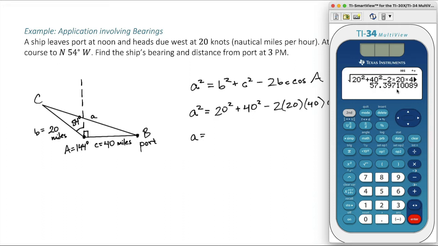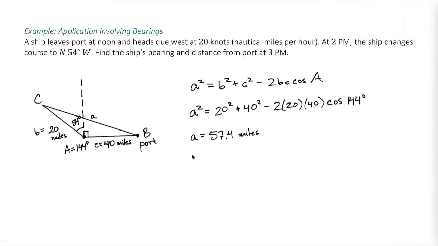All right, so this here is side length A. I'm going to keep that in the calculator because I'm going to be using it here, but I'll write out our rounded answer. It's about 57.4, and that's, of course, in nautical miles. Okay, I've got that. That's the distance. The ship's distance from port is 57.4 nautical miles.